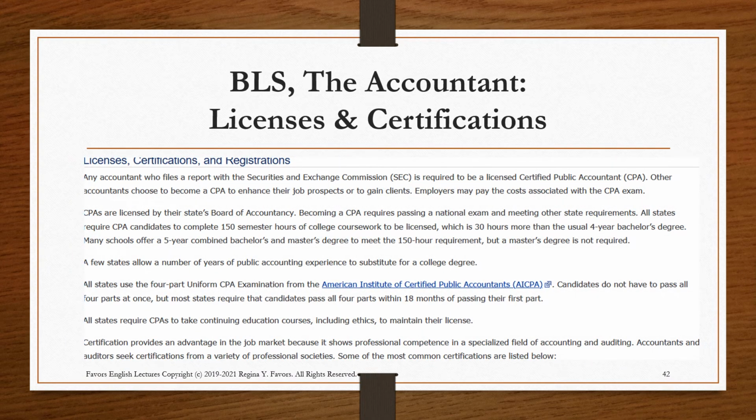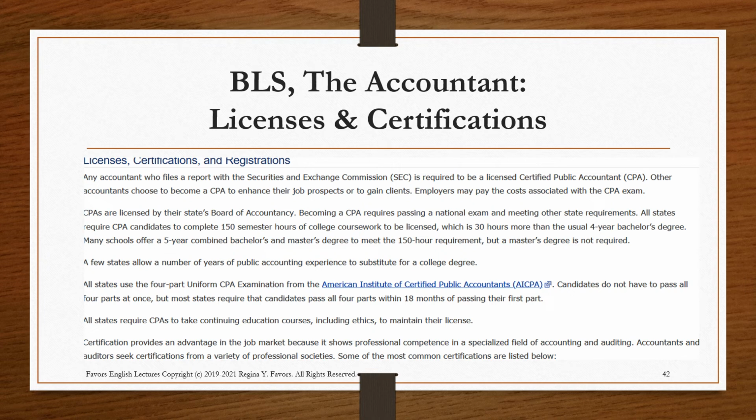And then here is the licensing information for the accountant. You are licensed by your state's board of accountancy, so it's state-based. Becoming a CPA requires passing a national exam and meeting other state requirements. All states require CPA candidates to complete 150 semester hours of college coursework to be licensed, which is 30 hours more than the usual 4-year bachelor's degree.